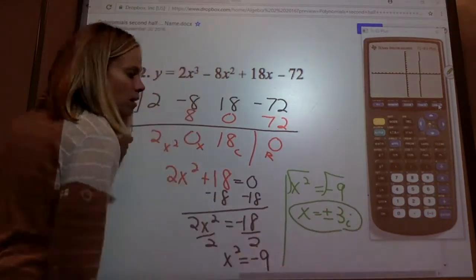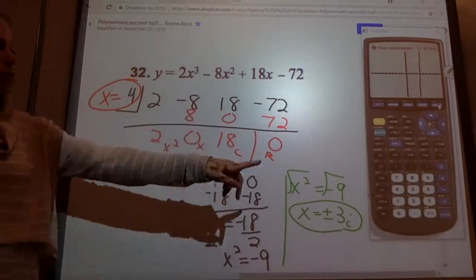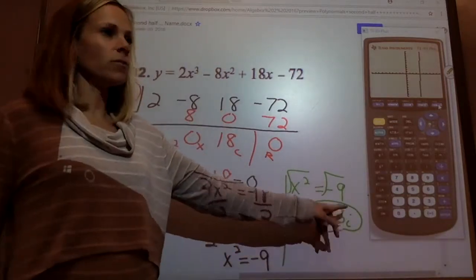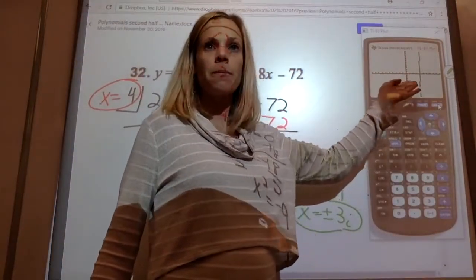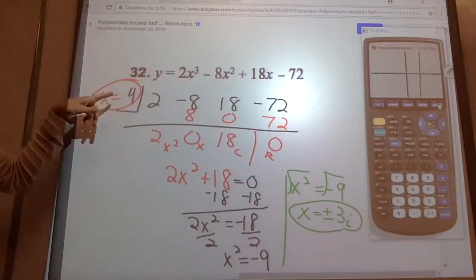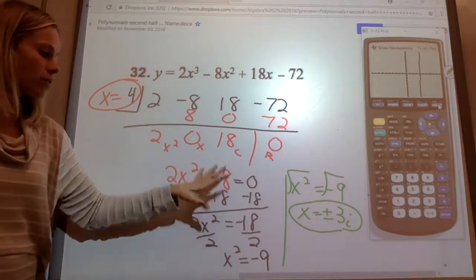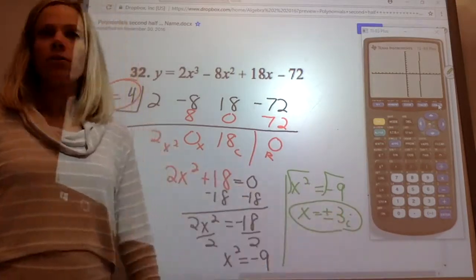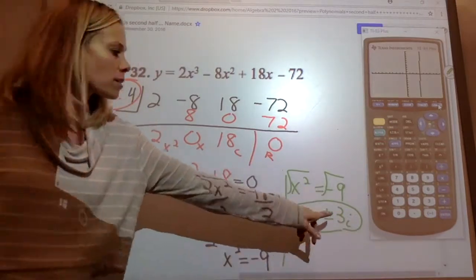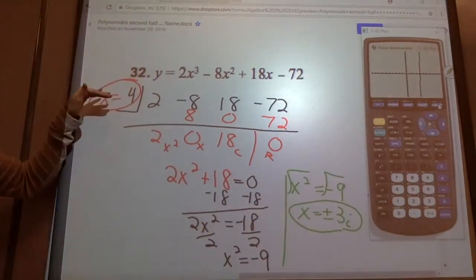3i. Okay? So that's why I couldn't see those on the graph, because I have two imaginary roots. You're not going to be able to see those up here. So the 4, I could see and use that to get it to a quadratic, which I know how to solve any quadratic and get my other 2 roots. So 3 roots, positive 3i, negative 3i, and 4.